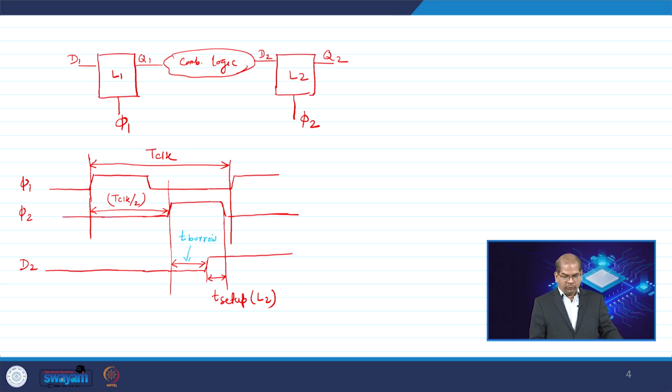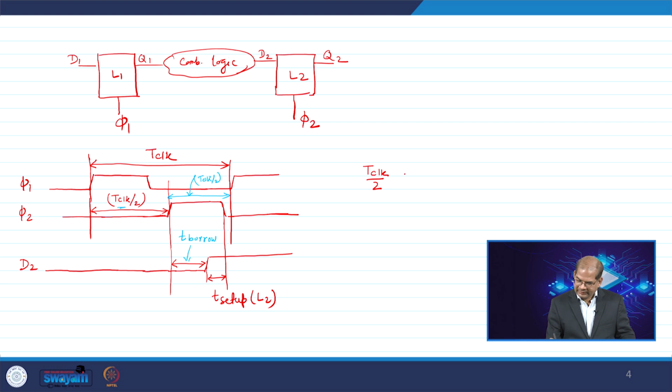Okay. So, now what are the things there? So, this half is already T clock by 2 and obviously this rest will also be T clock by 2, this is also T clock by 2. So, in this T clock by 2, what operations are happening?